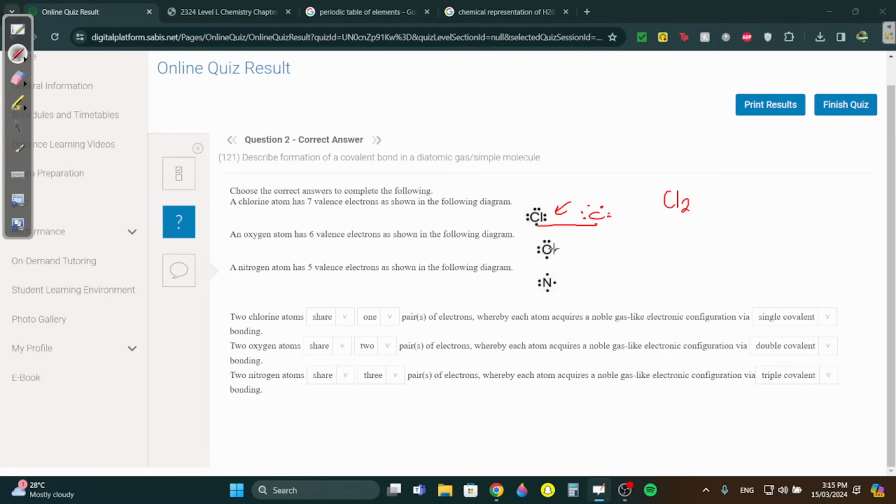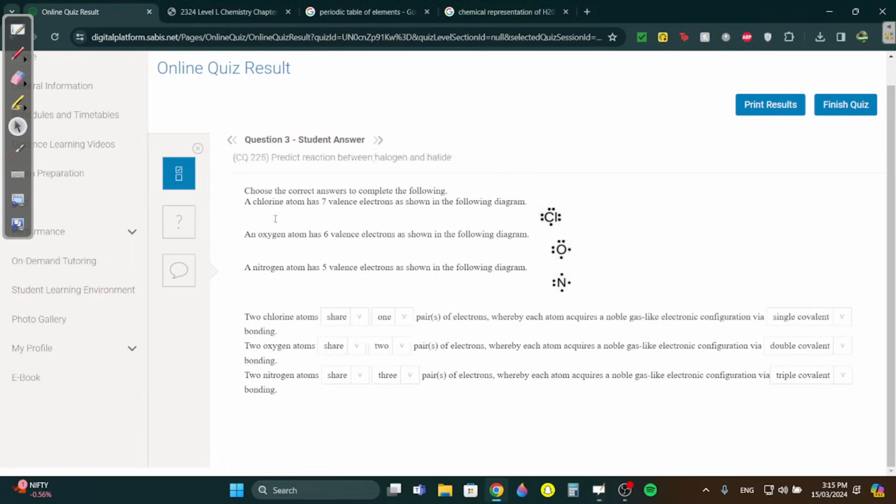It's a single bond. Oxygen is 6, right? Here, this is 6. It's going to bond 1 here, and it's going to bond 1 here. Now, 6 plus 2, 8. Nitrogen is 5. It needs to bond 1 here, and 1 here, which is triple, 3. It's always sharing since it's a covalent bond, okay?